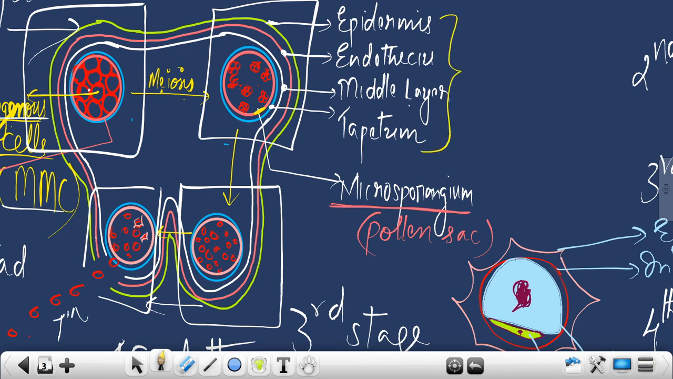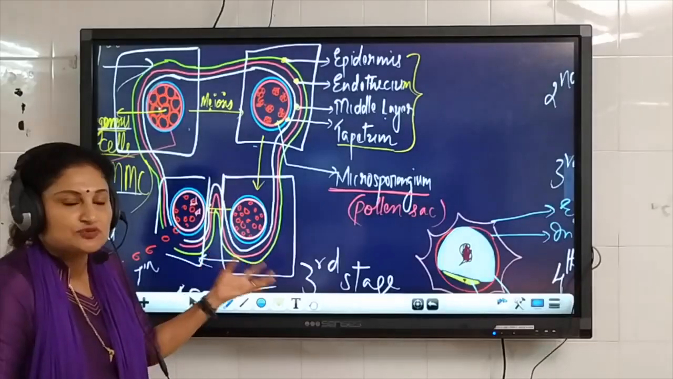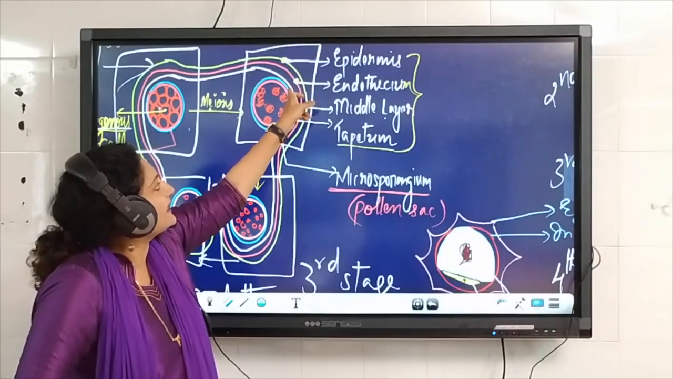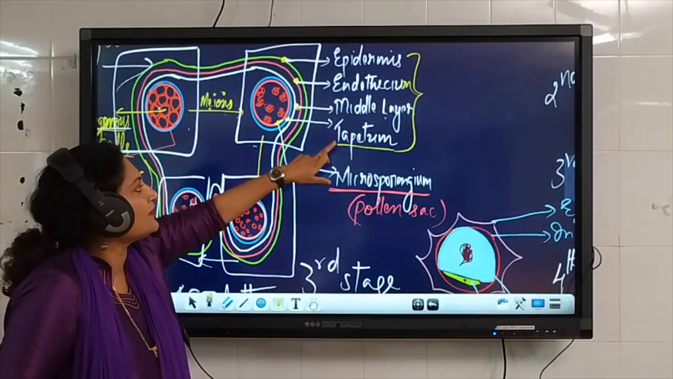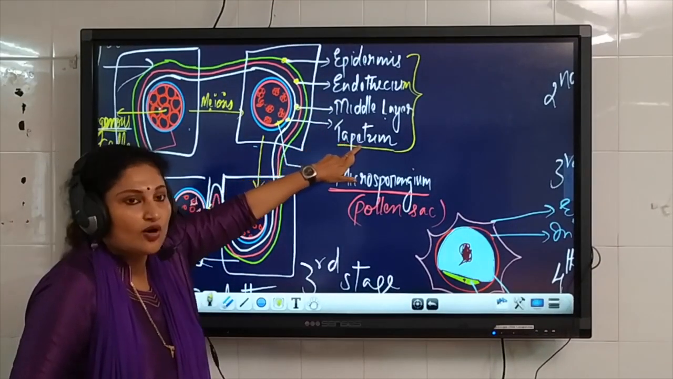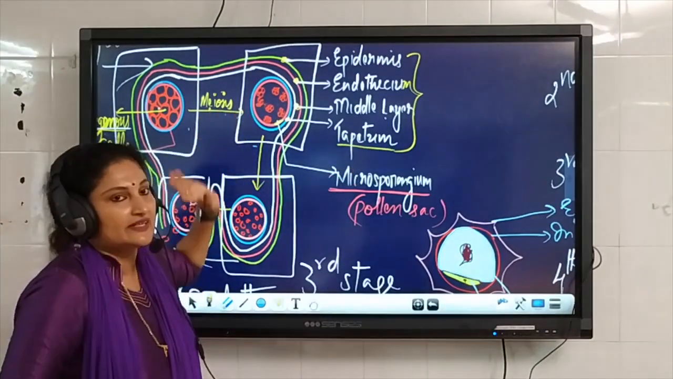From out to in, the four layers are outer epidermis, see the green one, then followed by endothecium, then followed by the middle layer, and surrounding the microsporangium is the tapetum. So finally, when the anther ruptures, the outer three layers rupture. It is the outer three layers that break open and release the pollen grain. Then the role of the tapetum is to nourish the pollen grains.